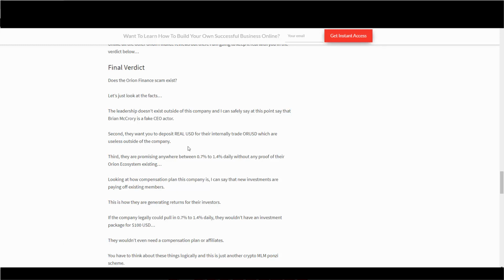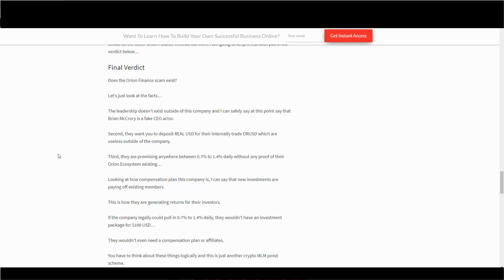And you're getting these returns on ORUSD. So it's not even real crypto at this point. It's just an internally traded coin that they can set any value at because they can make them at will. So let's just look at this logically. Even the compensation plan here is very driven when it comes to recruitment. It's very recruitment driven, and that's an actual red flag.